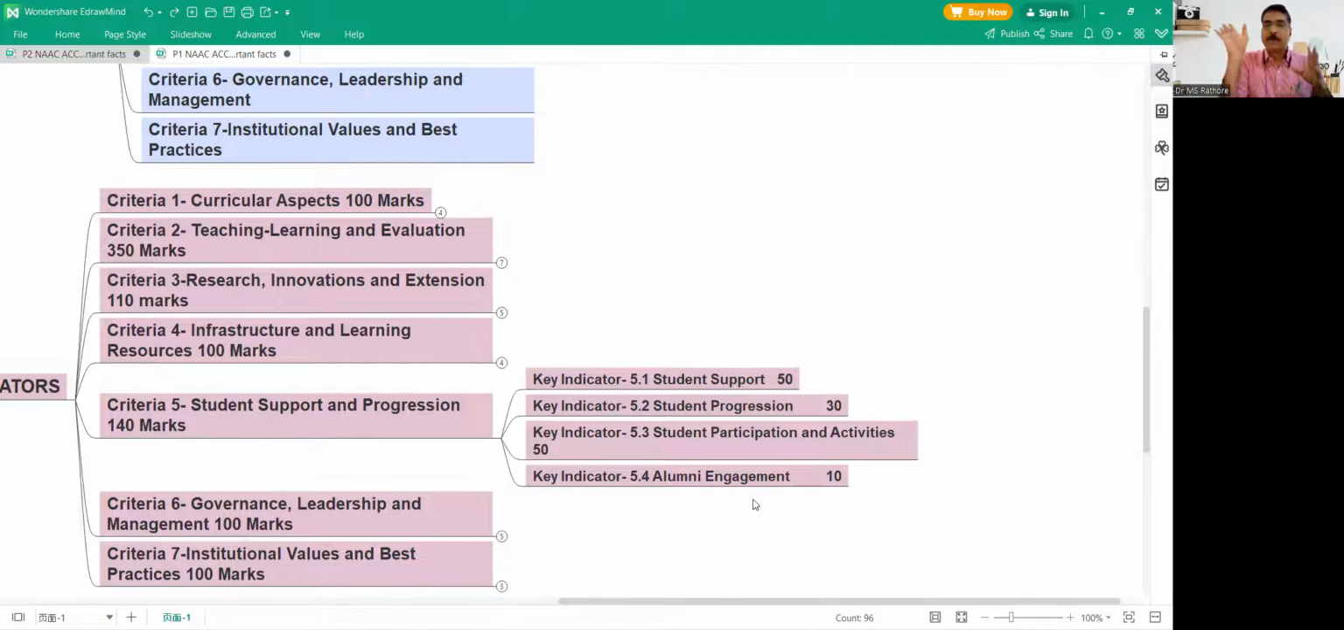Then key indicator 5.3 is the student participation and activities. In that, you can see how a student is participating in the co-curricular or extracurricular activities. And then key indicator 5.4 is about the alumni engagement. Once the student has passed the course from a particular institute, how is he attached with the institute. So that alumni engagement is comprising 10 marks. So this is about the criteria 5 and the 4 key indicators of the criteria 5.